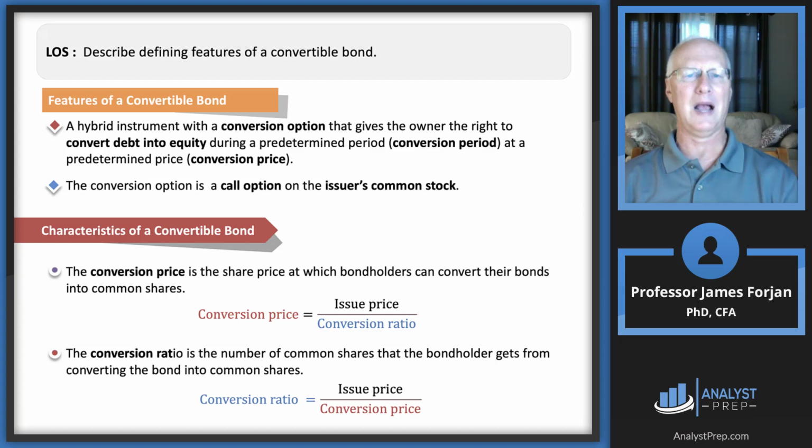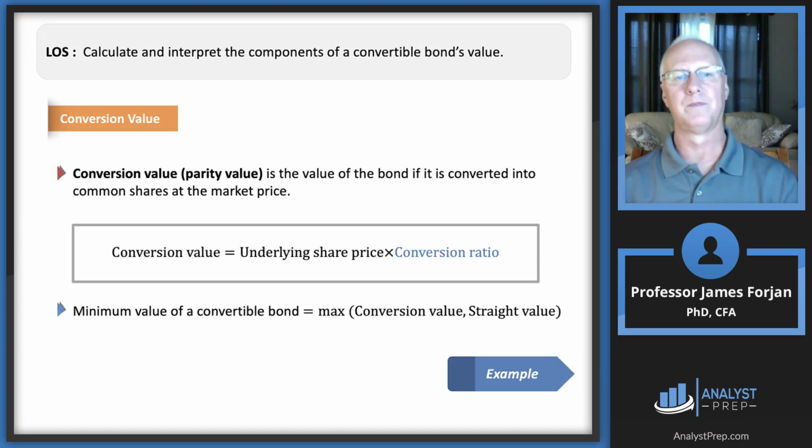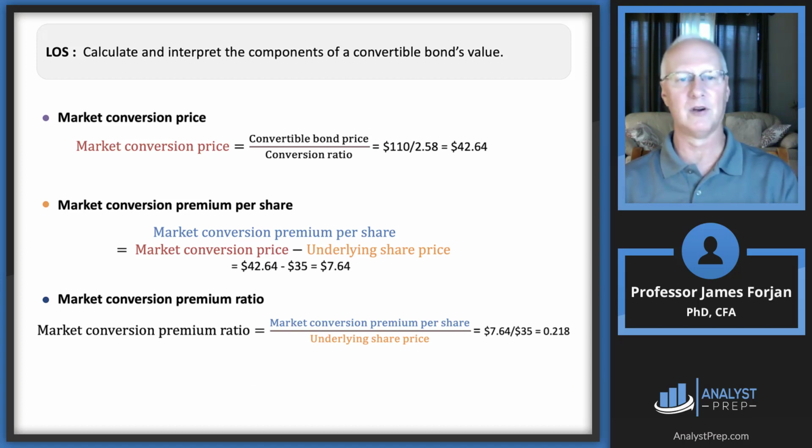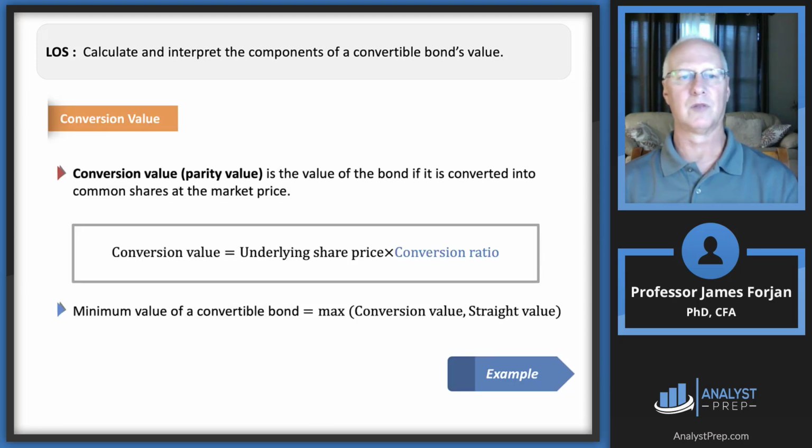So let's read this here. Hybrid instrument, okay, I can live with that. It gives the owner the right but not the obligation to convert the debt into equity during a predetermined period, so that's called the conversion period, at a predetermined price. So the conversion option is nothing more than a call option on the issuer's common stock. So there's a bunch of super important formulas here. Conversion price, conversion ratio, conversion value, maximum value. And then market conversion price, premium, and then a ratio. So let's go ahead and work through all of these.